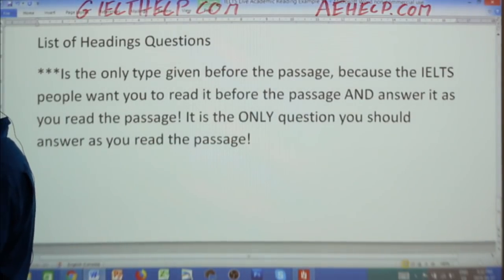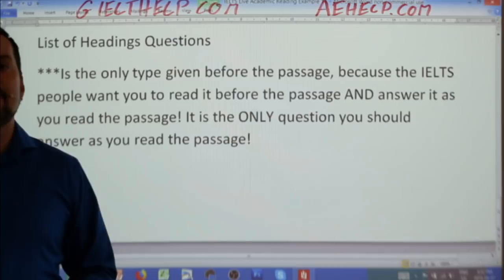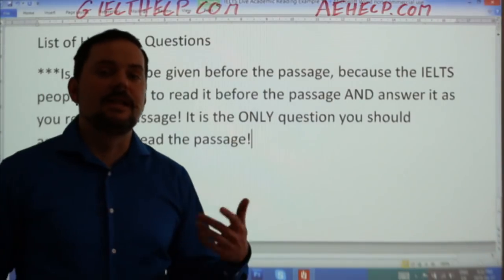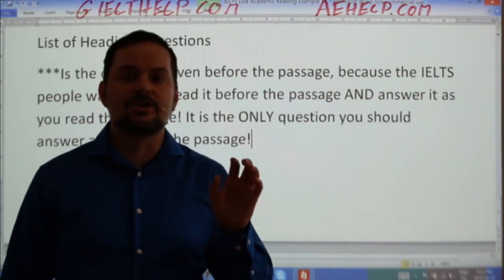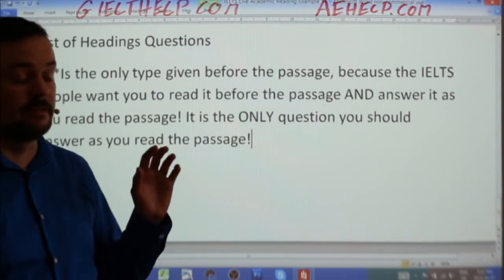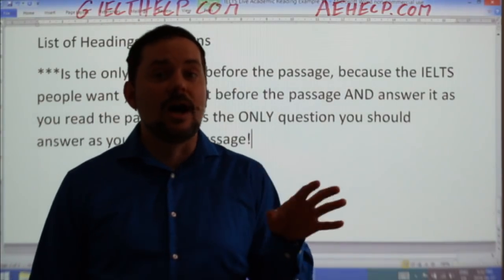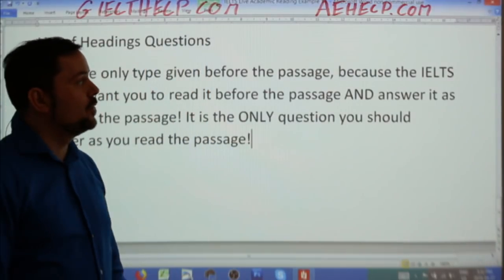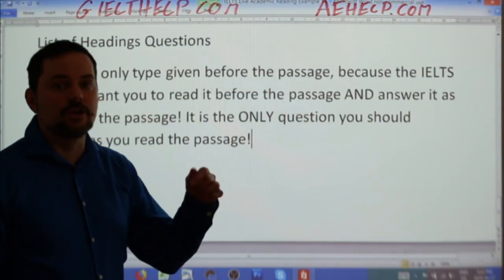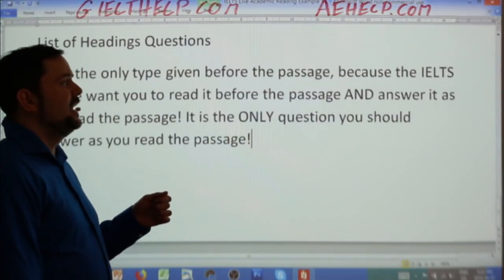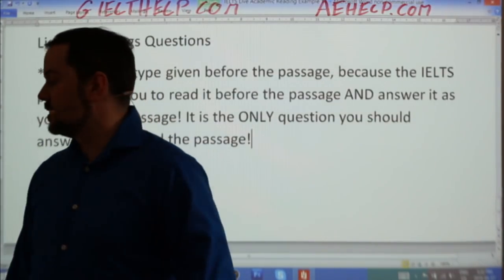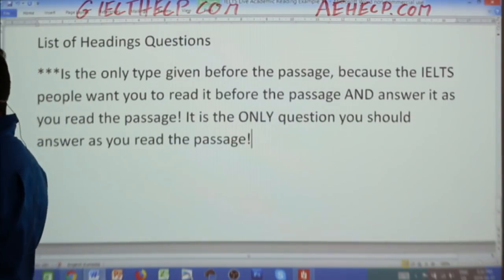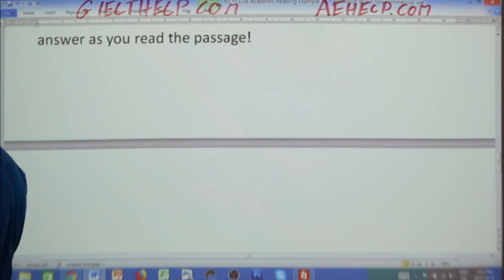Okay? So all of the other question types, like fill in the blanks and multiple choice, etc., you don't want to answer those as you're reading the passage, okay? I talked about this in the first class today and explained very clearly why. The only question that you want to answer as you're reading the passage is list of headings, okay? So list of headings is the only one that you do that for. I can't emphasize that enough.